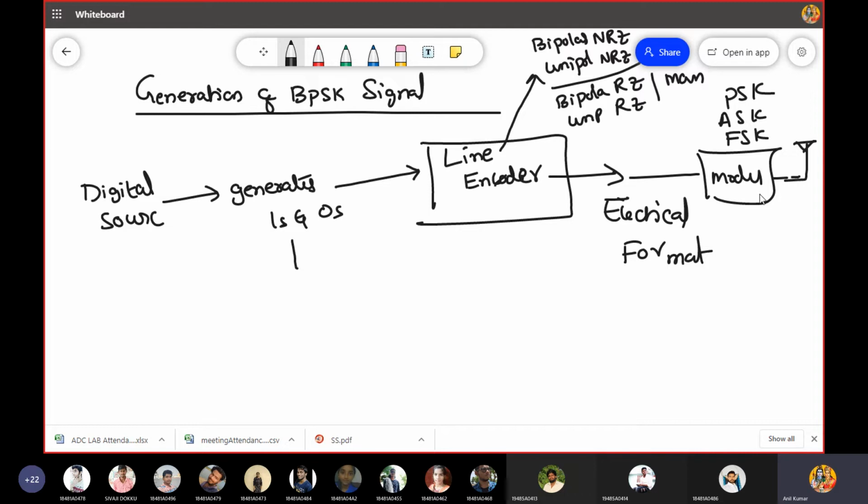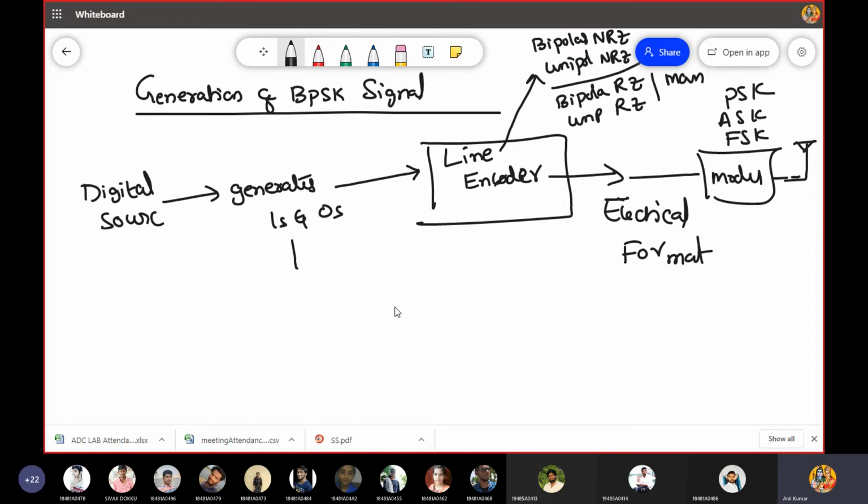Okay, how can we generate the phase shift keying modulated signal? First, ones and zeros are given to the line encoding technique, and those ones and zeros are converted into the electrical format by using line encoding techniques, and then finally modulated by the digital modulator and transmitted over the space. Is it okay? How many line encoding techniques are there?